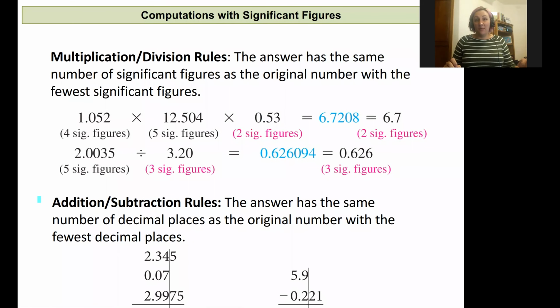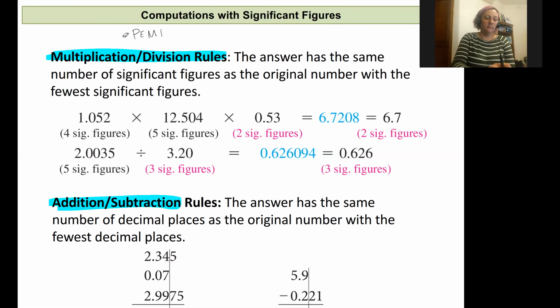Let's continue with some of our rules. These ones are about how we manipulate a number through algebra. We're going to look at what happens when you apply multiplication, division, addition, or subtraction to a number that is measured. And how do we continue to communicate that level of precision in the instrument as we manipulate the number mathematically? In general, there's just 2 rules. One is going to apply to multiplication and division operations, and one will apply to addition and subtraction operations.